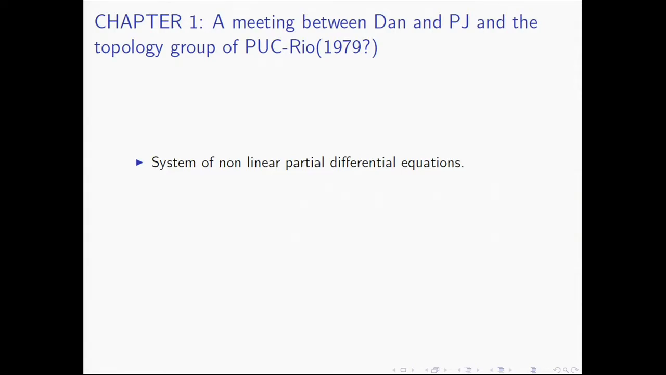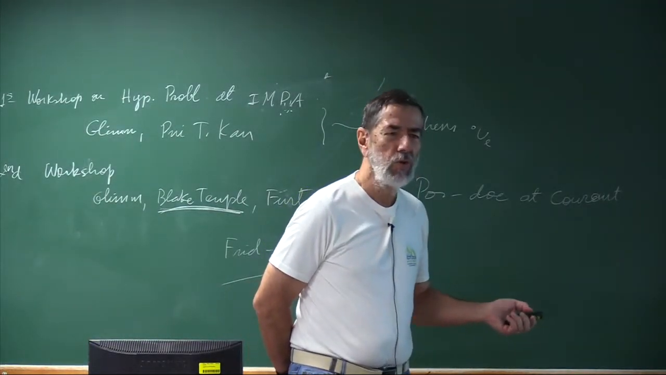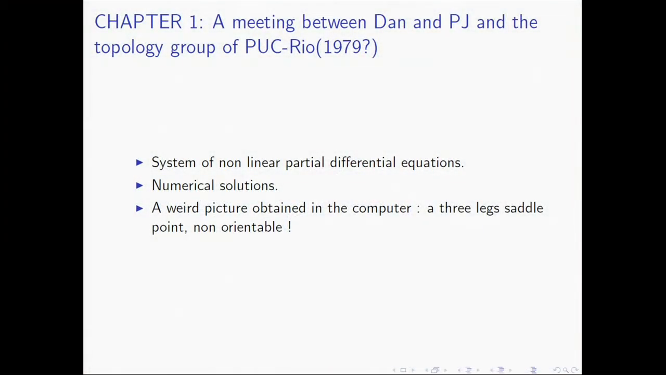They presented things that were very complicated, systems of nonlinear partial differential equations, but nobody there knew very much about partial differential equations. And numerical solutions were even more complicated. Then they had this picture obtained in the computer. We didn't use computers; we are topologists. And there was this three-legged saddle point, non-orientable. That's the picture. We all listened, and nobody understood very much what was being said.